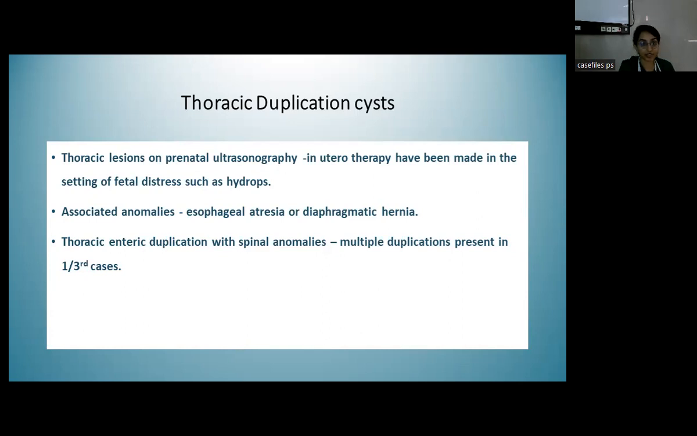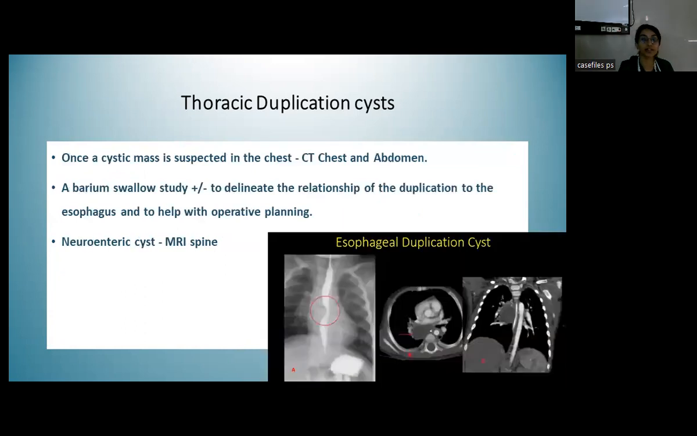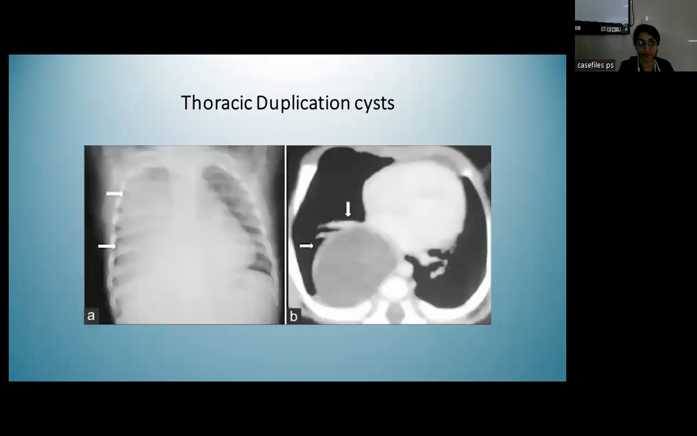In thoracic enteric duplication cysts with spinal anomalies, multiple duplications are present in at least one third of the cases. So if a cystic mass is present in the chest with a vertebral anomaly, a CT of the chest and abdomen should also be done to look for a duplication cyst. A barium swallow can be done to delineate the relationship of the duplication cyst to the esophagus and also to help us with operative planning. And if we suspect a neuroenteric cyst, then an MRI of the spine needs to be done.